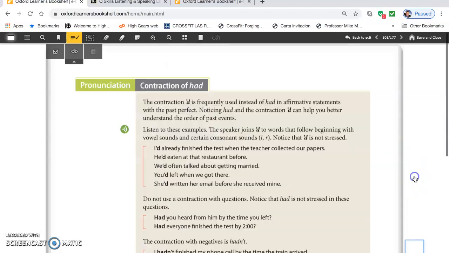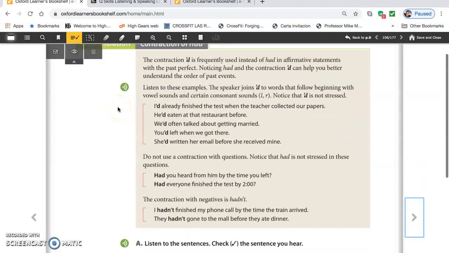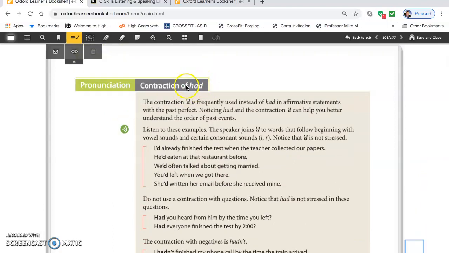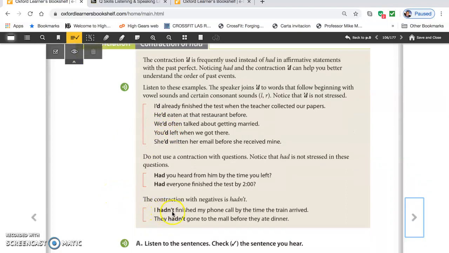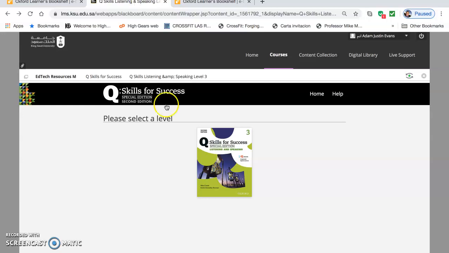Finally, in this book, I'd like you to look at page 106. You know that you use had and the third form of the verb, but you can also write the apostrophe, I'd, or he'd, or we'd, or you'd, or she'd, except in questions. And the contraction in negatives is hadn't. Okay. The last exercise today, I'm going to ask you to go to your listening and speaking book.